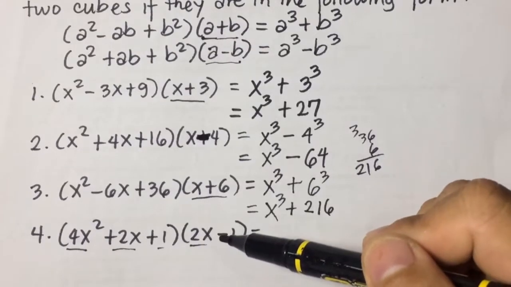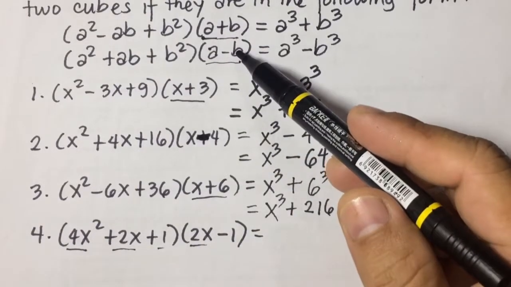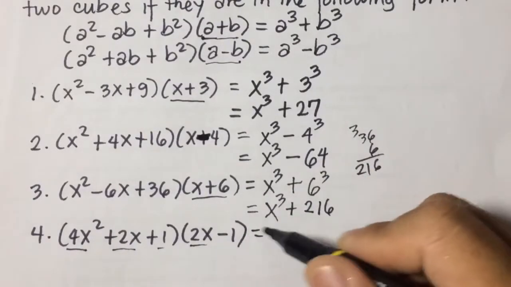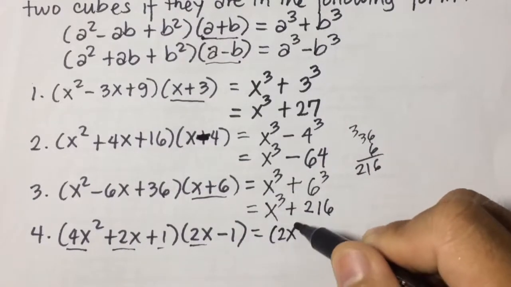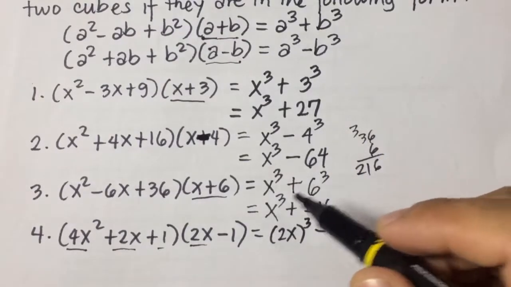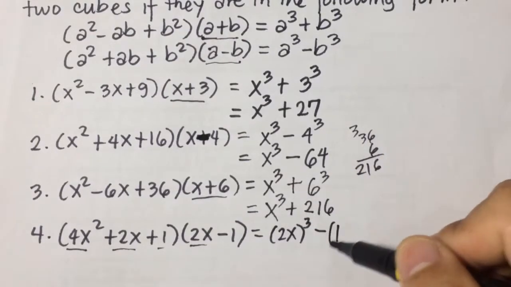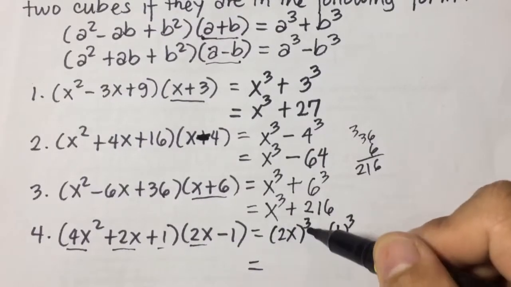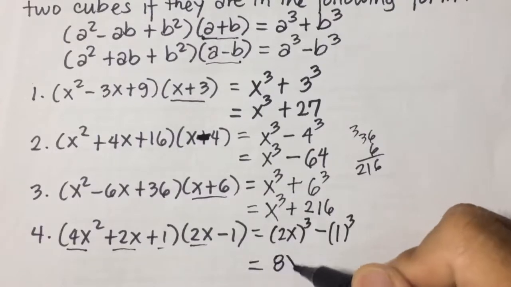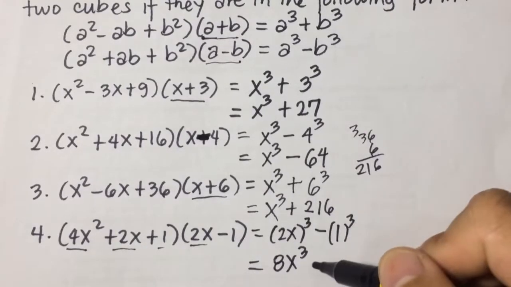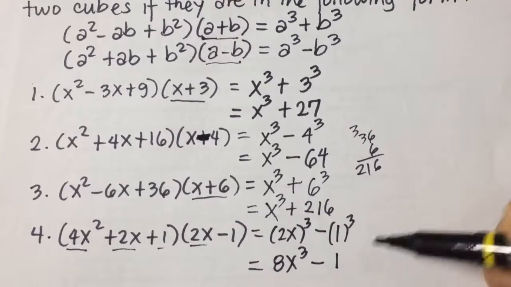So this one follows the pattern in case number 2. So our answer will be the cube of the first term. So the first term is 2x. So you're going to cube that one. Then minus 1 cubed, the second term here. So 2x cubed, that will be 8x cubed. Then 1 cubed will be 1. So this is minus 1.